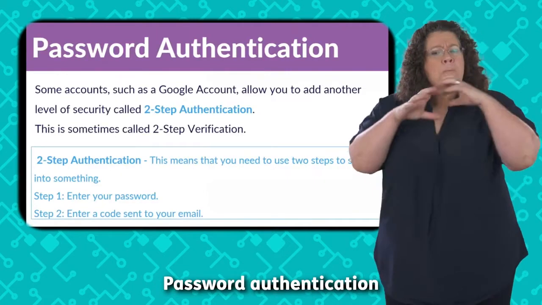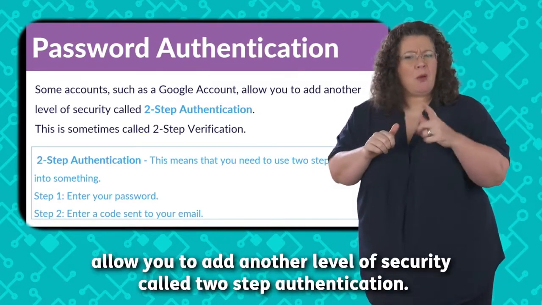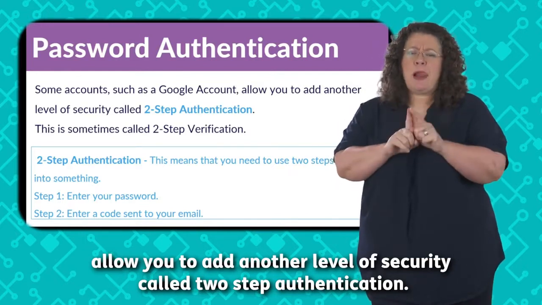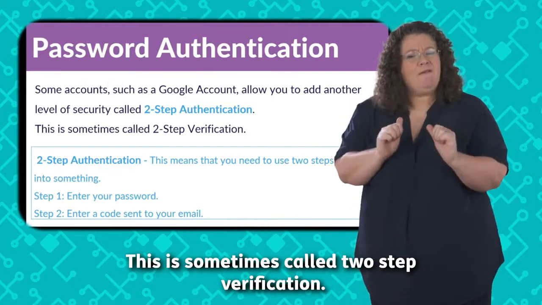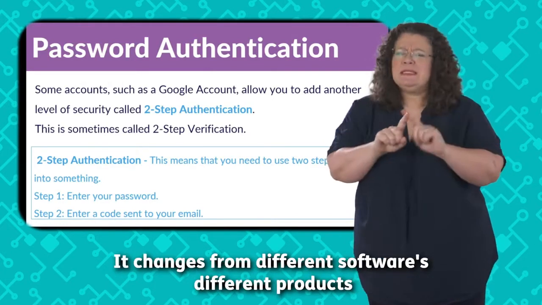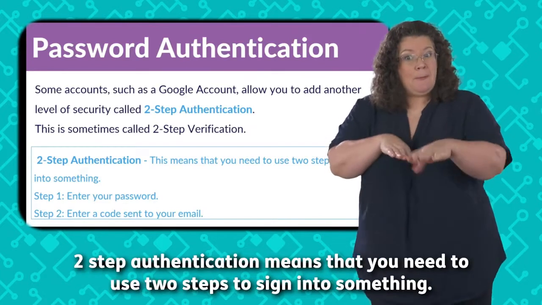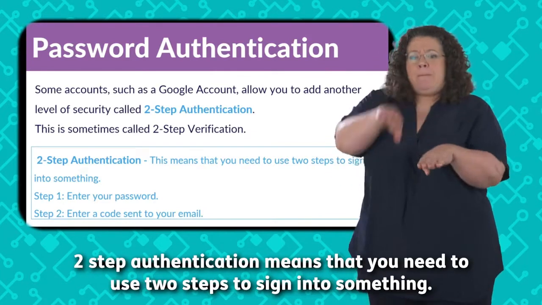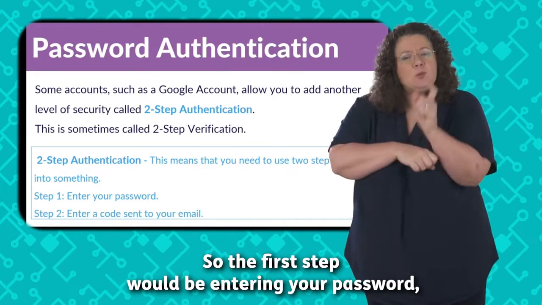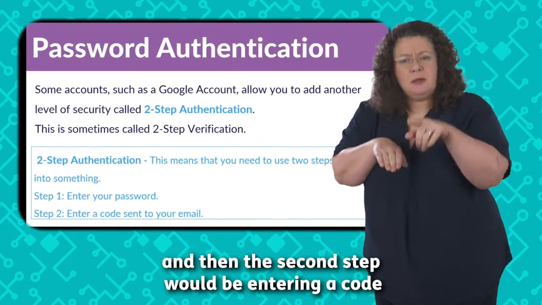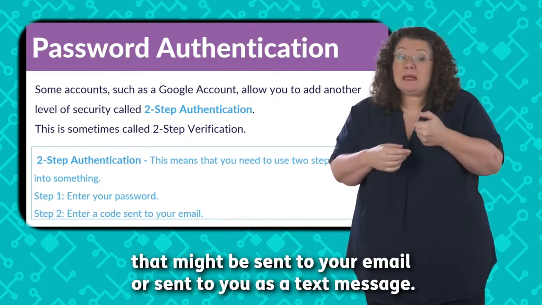Password authentication. Some accounts, such as a Google account, allow you to add another level of security called 2-step authentication. This is sometimes called 2-step verification. It changes between different software and different products. Two-step authentication means that you need to use 2 steps to sign into something. So the first step would be entering your password. And then the second step would be entering a code that might be sent to your email or sent to you as a text message.